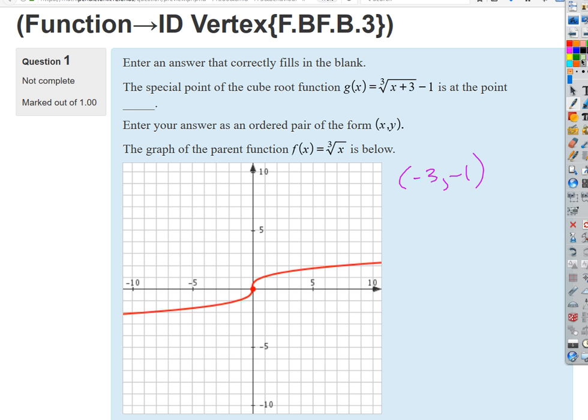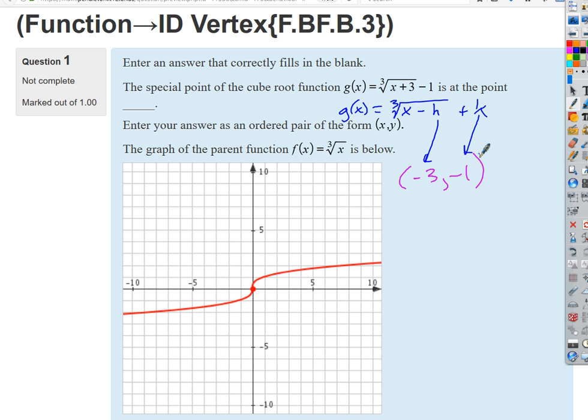If I had to write just all possible cube root functions in terms of h and k, couldn't I just write it like this? I could just say something like g of x equals the cube root of x minus h, plus k, right? Everybody agree that the value of h there is -3, right? And the value of k is -1. So we got a new parent function, but something that looks very much the same.